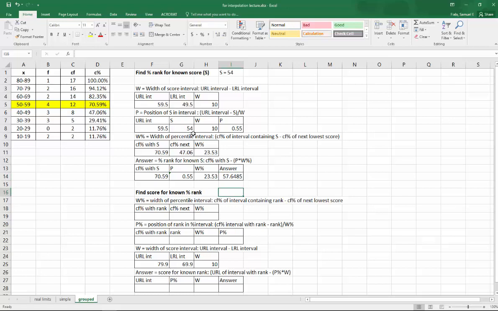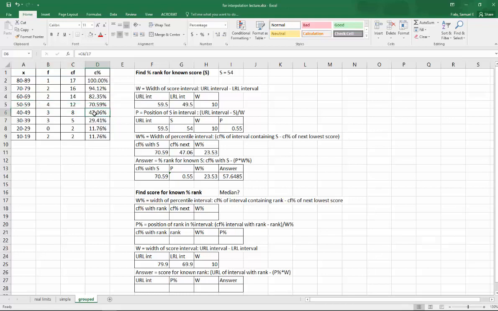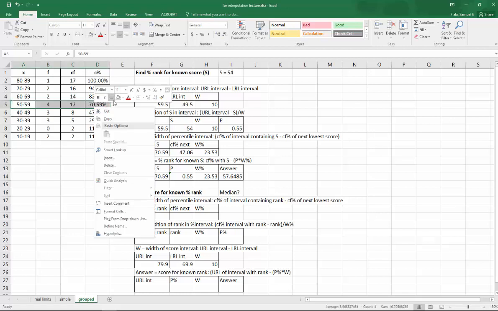Okay. So again, let's say find score for a known rank. Let's again look for the median. So the rank is going to be the 50th percentile that we're looking for. So unhighlight this and we think, okay, where is that median at? Okay, well, 12, 12, about 30, 47. Okay, so it's somewhere above here. Okay, can't be above here. So again, look, we're looking in the same interval we were looking in before.